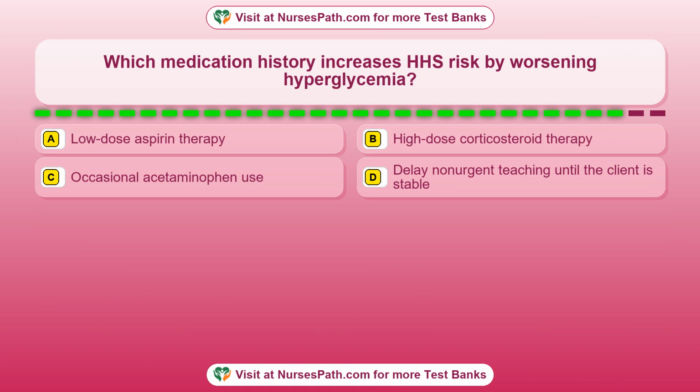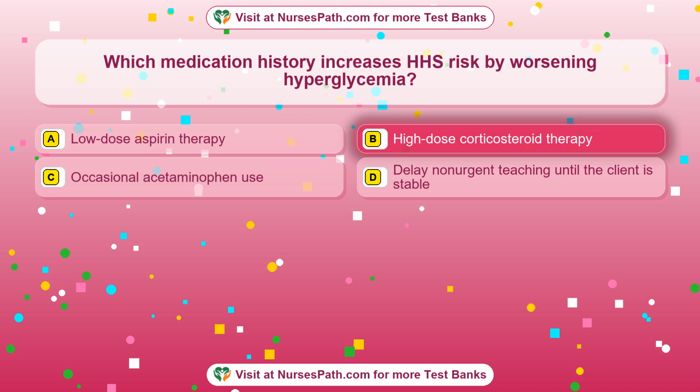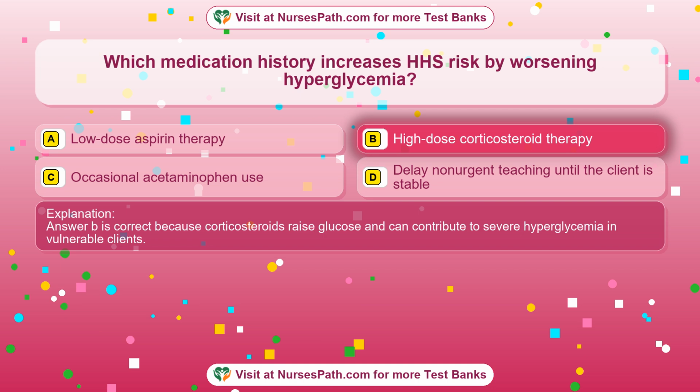Question 10. Which medication history increases HHS risk by worsening hyperglycemia? Option A, low-dose aspirin therapy. Option B, high-dose corticosteroid therapy. Option C, occasional acetaminophen use. Option D, delay non-urgent teaching until the client is stable. The correct answer is option B, high-dose corticosteroid therapy. Answer B is correct because corticosteroids raise glucose and can contribute to severe hyperglycemia in vulnerable clients.